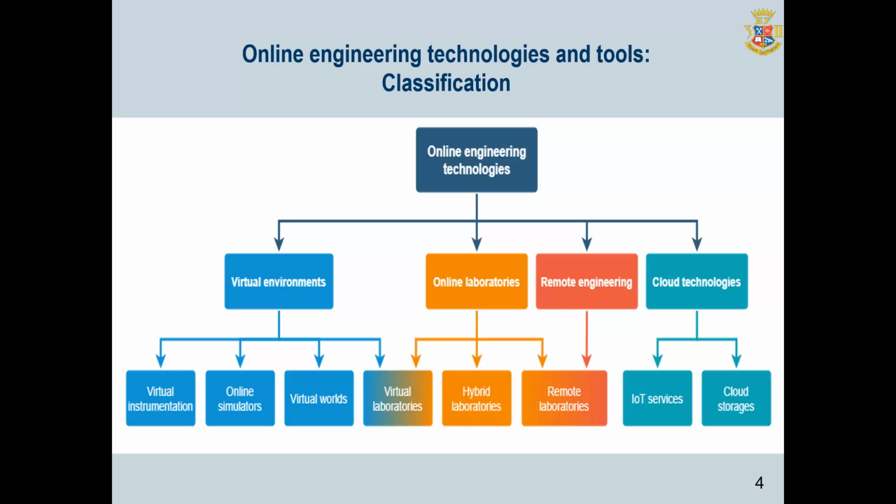Online engineering is a generic definition for a wide range of related technologies: remote and virtual laboratories, online simulators, cloud technologies, etc. Online engineering technologies can be successfully used for prototyping IoT systems by sharing engineering equipment, specialized software, as well as cloud platforms and IoT services.